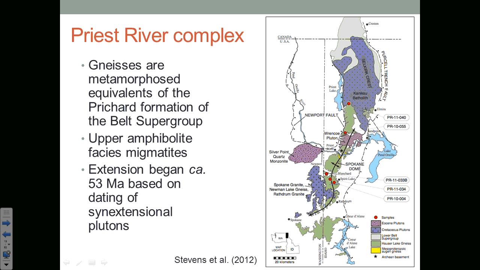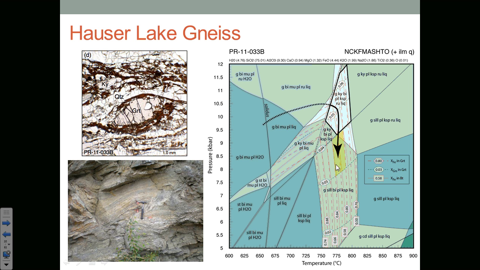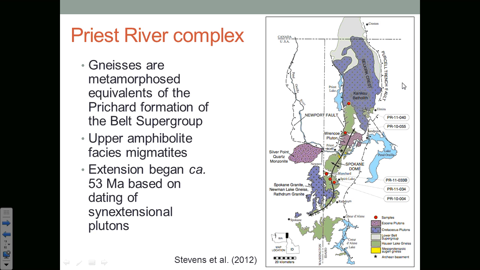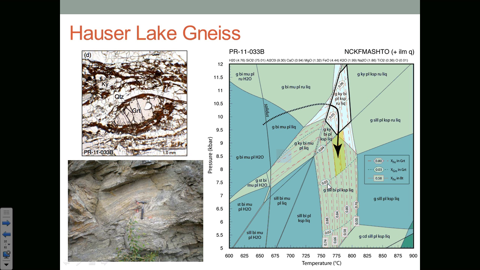We looked, using the laser ablation split stream, at samples of the Hauser Lake Gneiss, which is this metamorphosed Pritchard rock. And it's a high-grade garnet, sillimanite, K-feldspar rock. And in the core of the complex here, right around the town of Spirit Lake, the stable aluminosilicate is kyanite. Everywhere else it's sillimanite, but in these three samples here in the core, these are the most deeply exhumed rocks, and kyanite is stable. So it's relatively high pressure.